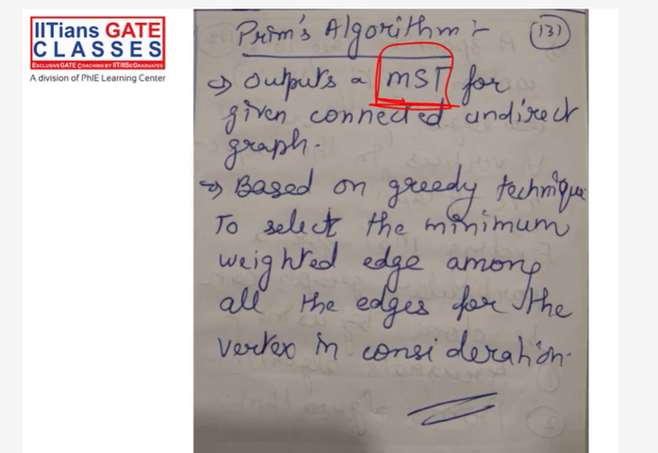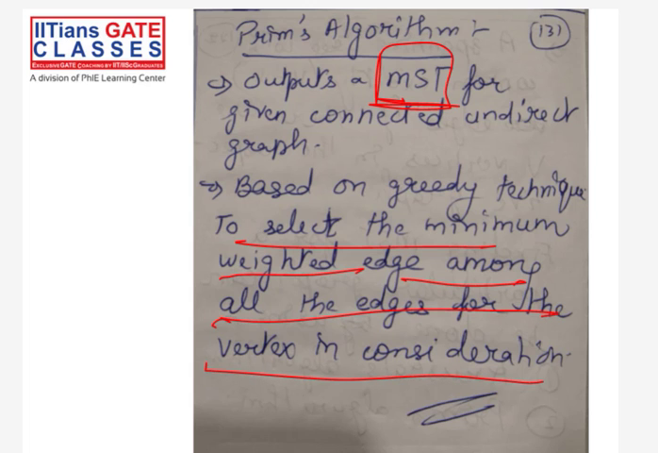But the greedy technique here has a little change. That little change is to select the minimum weighted edge among all the edges for the vertex in consideration. So what do I mean by a vertex in consideration? I'll tell you using an example. There's a slight difference.